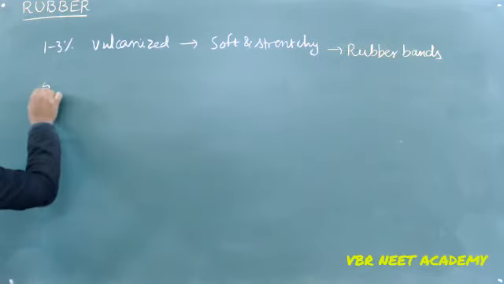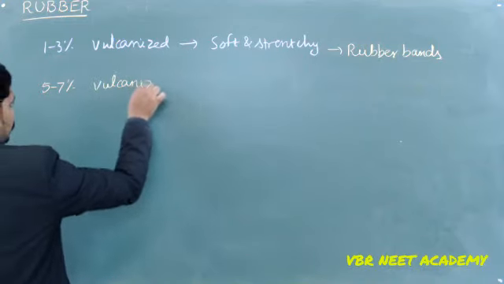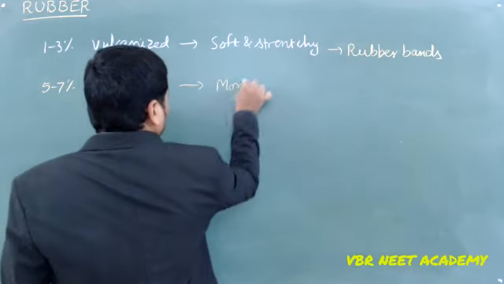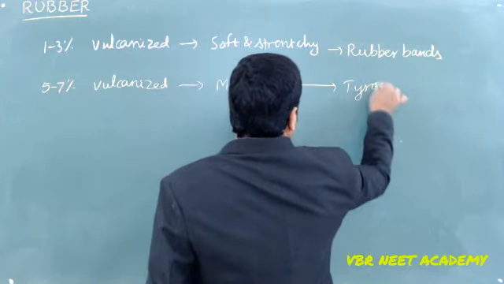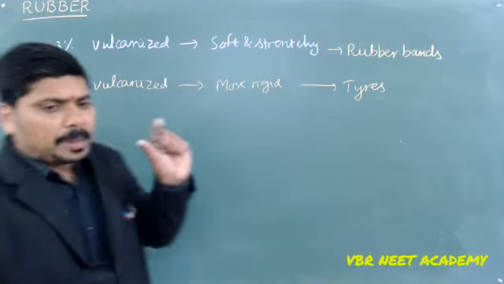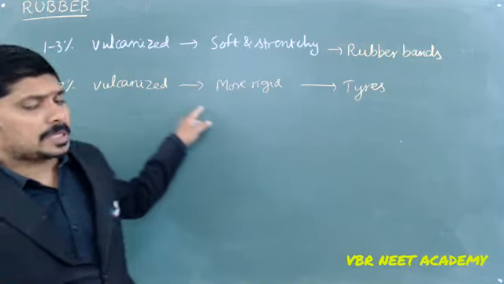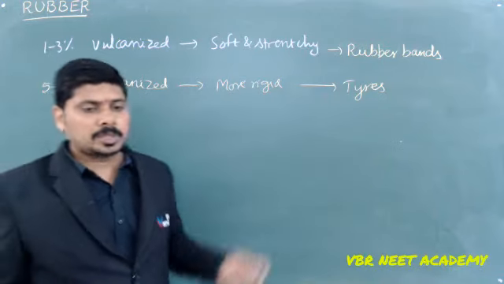And if I am making 5 to 7% vulcanization, that is, I have added some 5% sulfur to your rubber, now this is going to be more rigid, so I can use it for the manufacturing of tires. I think you can find the difference between the rubber band you are using, which is very soft and stretchy, and where 5 to 7% vulcanized rubber is used, which is hard. A tire is very hard. That's what you can see.